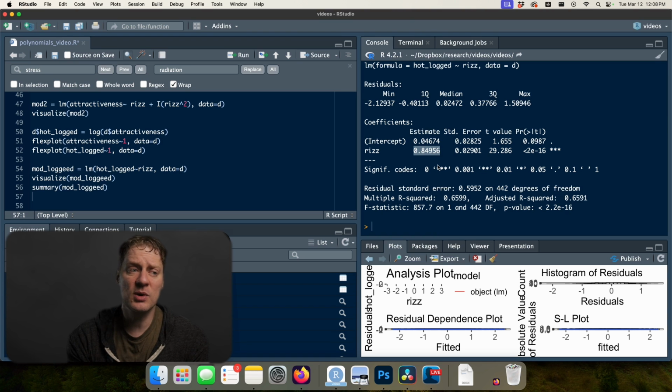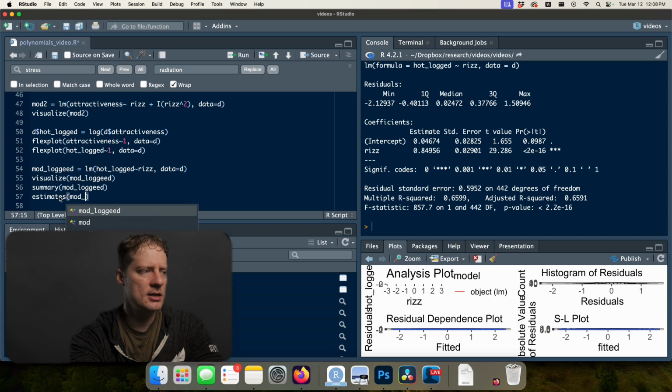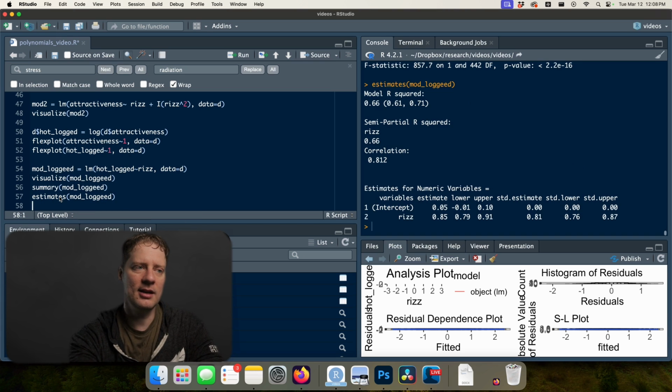You can still interpret R-squared. Actually, I should probably do estimates of this one. Estimates mod underscore logged. Yeah, we got a really impressive R-squared, 0.66. Correlation of 0.81. And again, that is to be interpreted on a log scale.